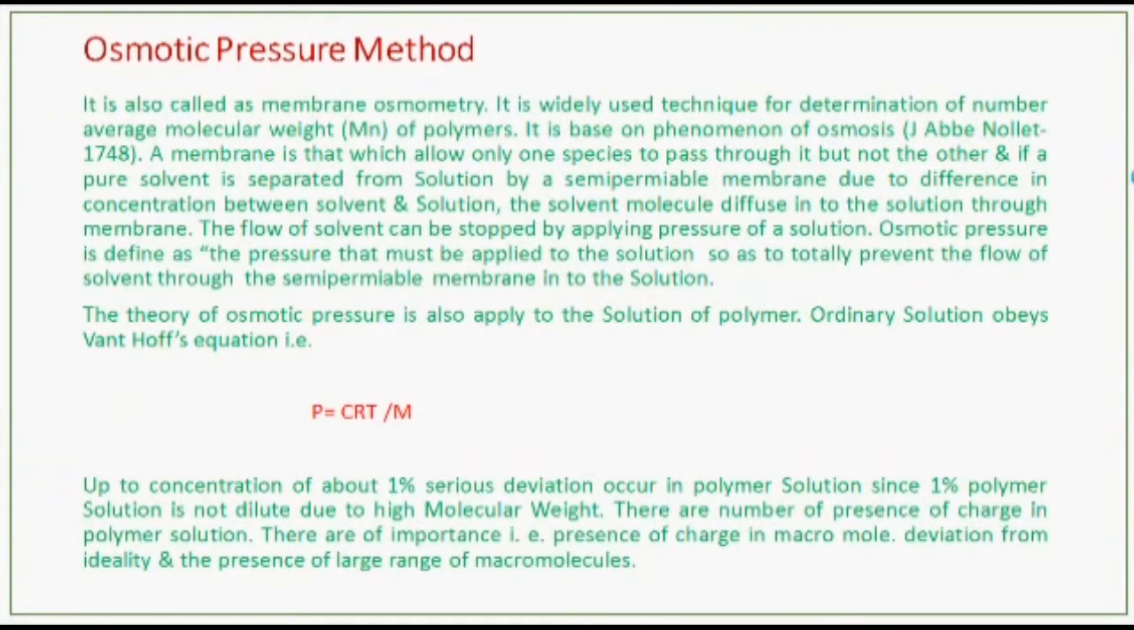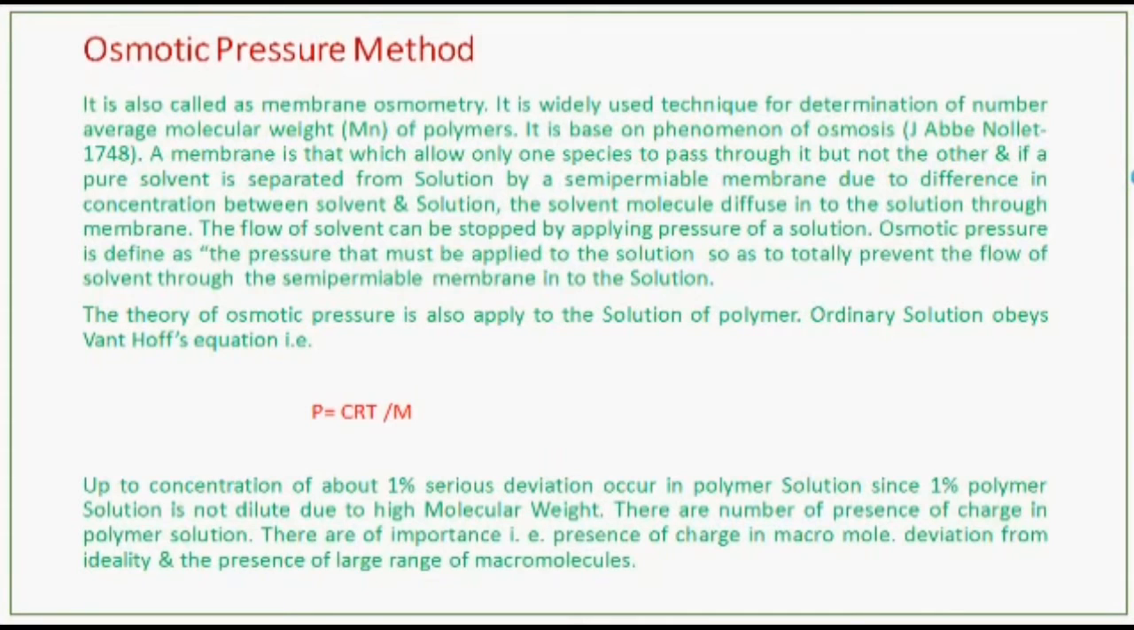Next method for determination of average molecular weight of a macromolecule is osmotic pressure method. It is also called membrane osmometry. It is a widely used technique for determination of number average molecular weight of a polymer. It is based on phenomenon of osmosis.